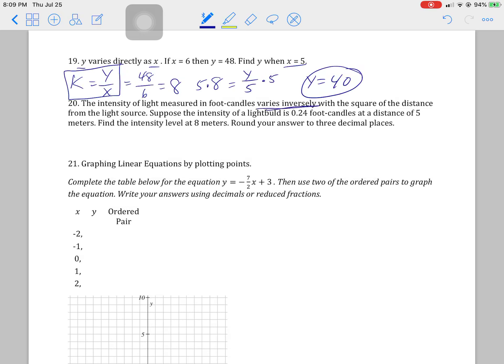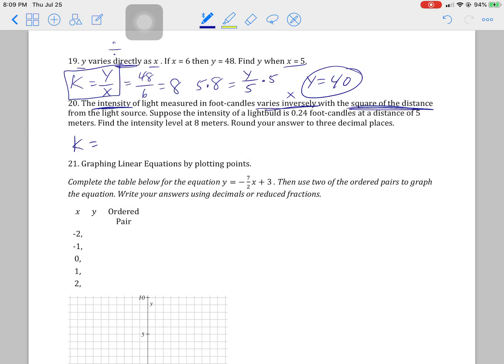This one varies inversely. What varies inversely? The intensity varies inversely of the square of the distance. Okay, so varies inversely is a multiplication problem for k. Varies directly is a division. Varies inversely is a multiplication. Okay, so what was the first thing?